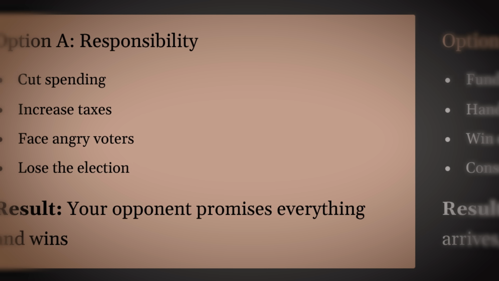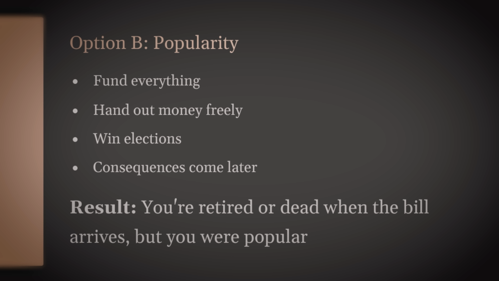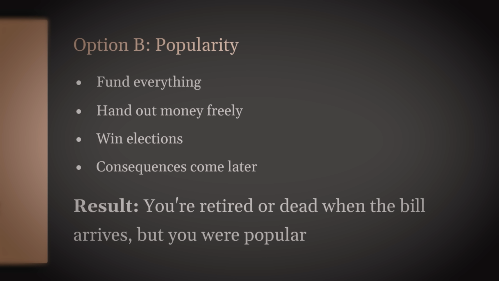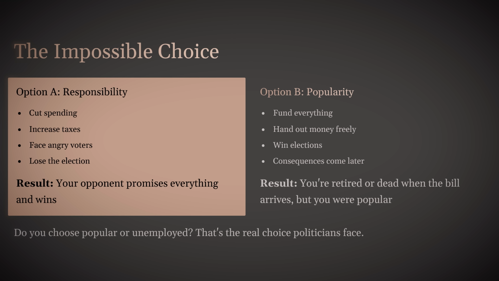Your second option is what? You just fund everything. Free stuff for everybody and checks and bailout money and dividends, and just hand the money out. And the consequences are going to be dealt with down the road. So by the time the bill comes due, you're either retired or you're dead, but you were kind of popular. Do you choose popular or do you choose unemployed? Those are the two options politicians have.